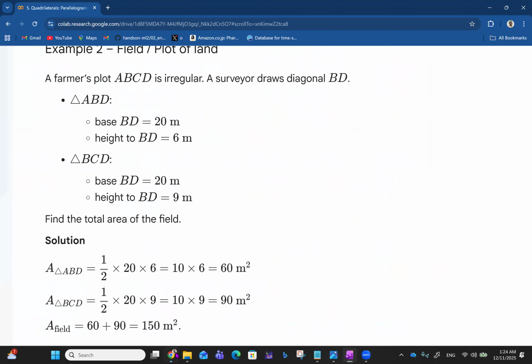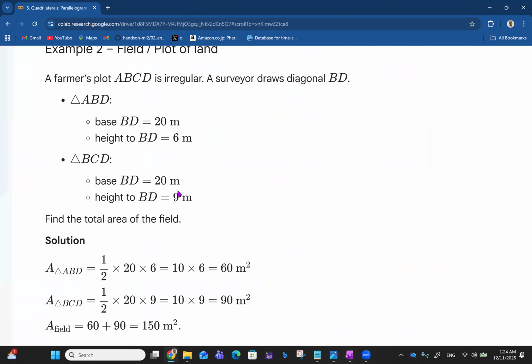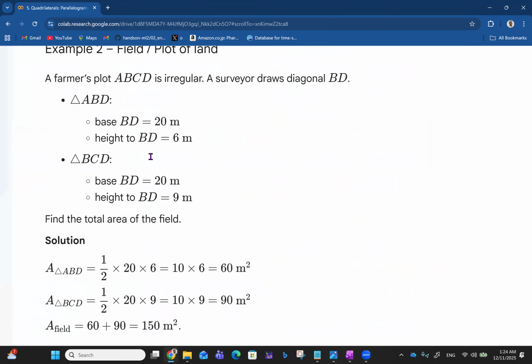Then in ABD, the height to BD is 6 meters. So this is ABD, and this is 6 meters. That's the height right there. And then in BCD, the base is still 20 meters. The height to BD is 9 meters. So the height here is now 9 meters. Same thing, so I can just go through this.